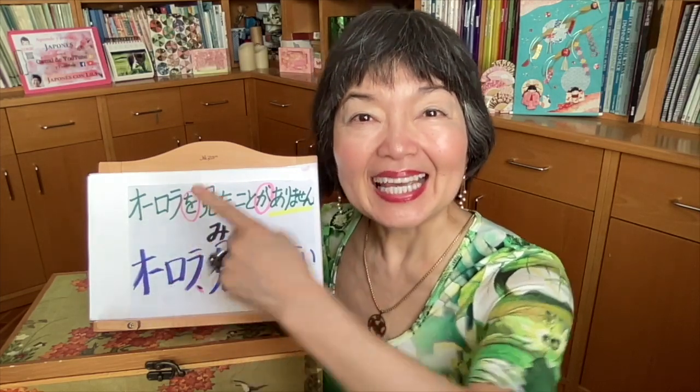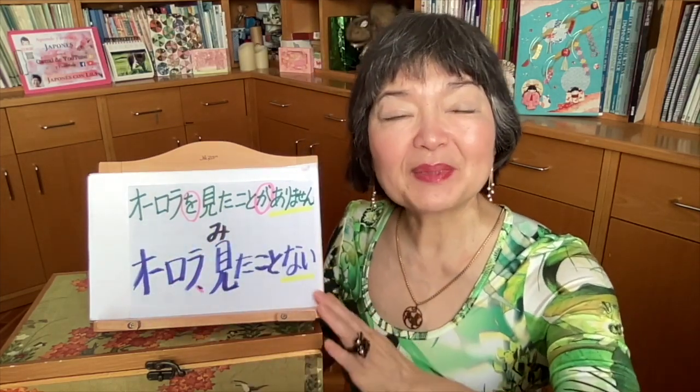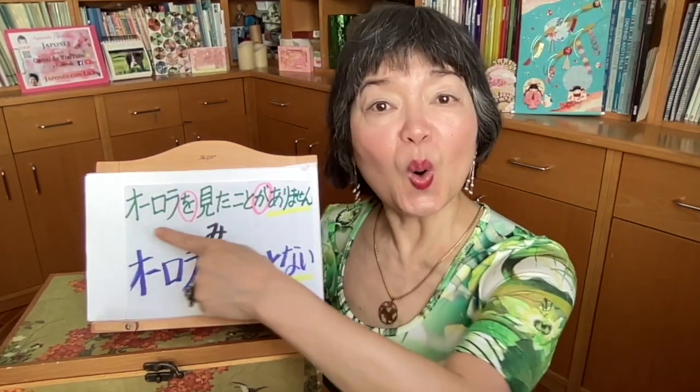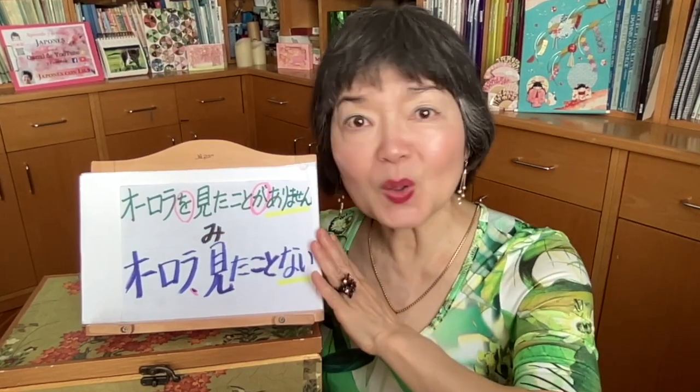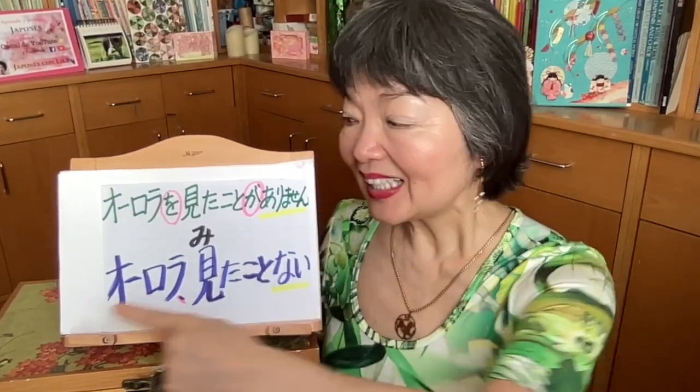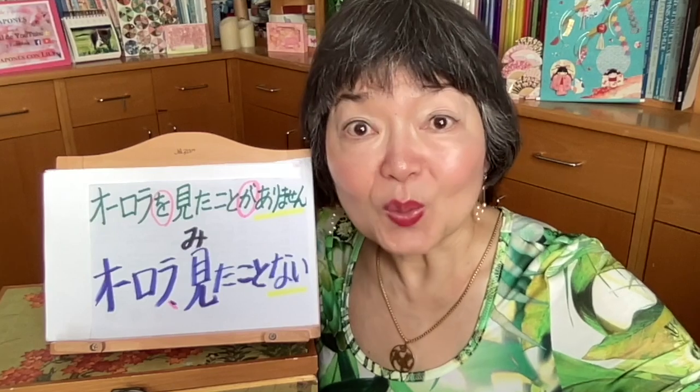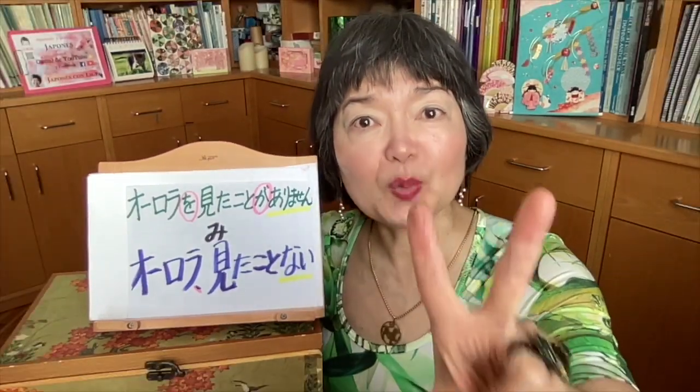Vocabulary. Northern lights or southern lights, we say in Japanese, オーロラ。And this sentence is going to be like this. I've never seen northern lights. 丁寧形。オーロラを見たことがありません。普通形。オーロラ見たことない。Here I omitted two particles.